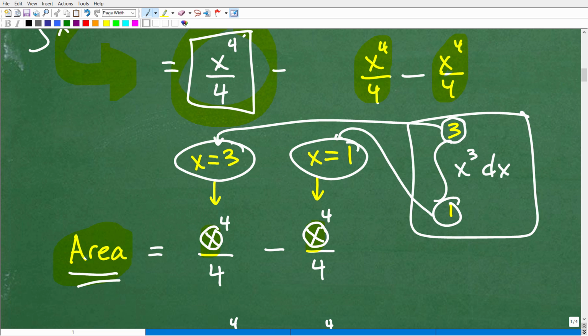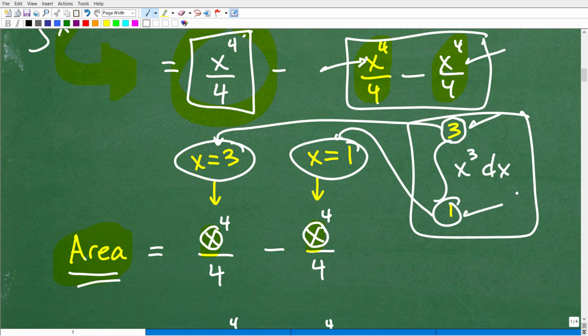So again, here is our result of doing our integral. We're going to subtract it from itself. That's just the setup, and then right here, we're going to plug in that top number, and then right here, we're going to plug in that bottom number. Okay, so if you're with me so far, let's go ahead and finish this up. This is not that difficult.